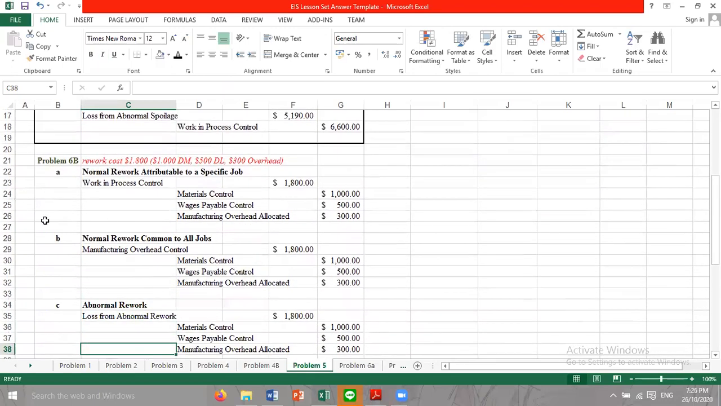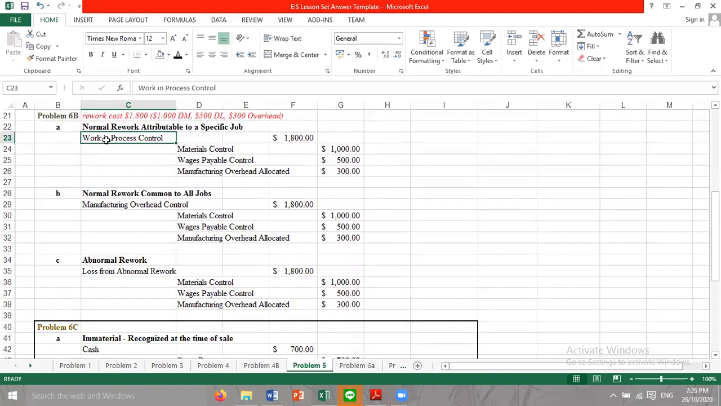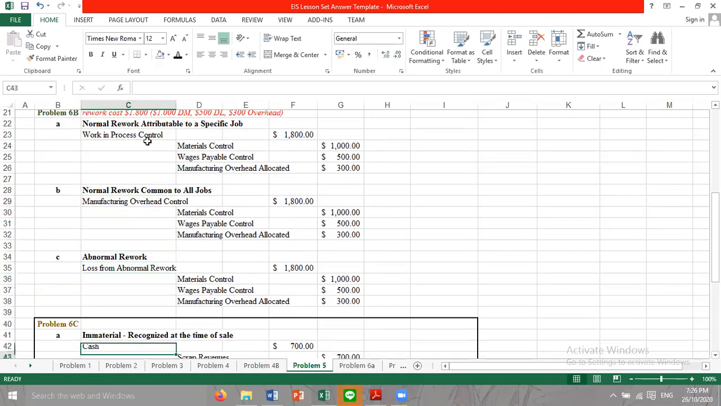Now, for rework, same scenarios. There's attributable to a specific job, common to all jobs, and abnormal rework. If it's attributable to a specific job, we allocate the rework cost to WP control. If it's common to all jobs, MOH control. If it's abnormal, loss from abnormal rework.